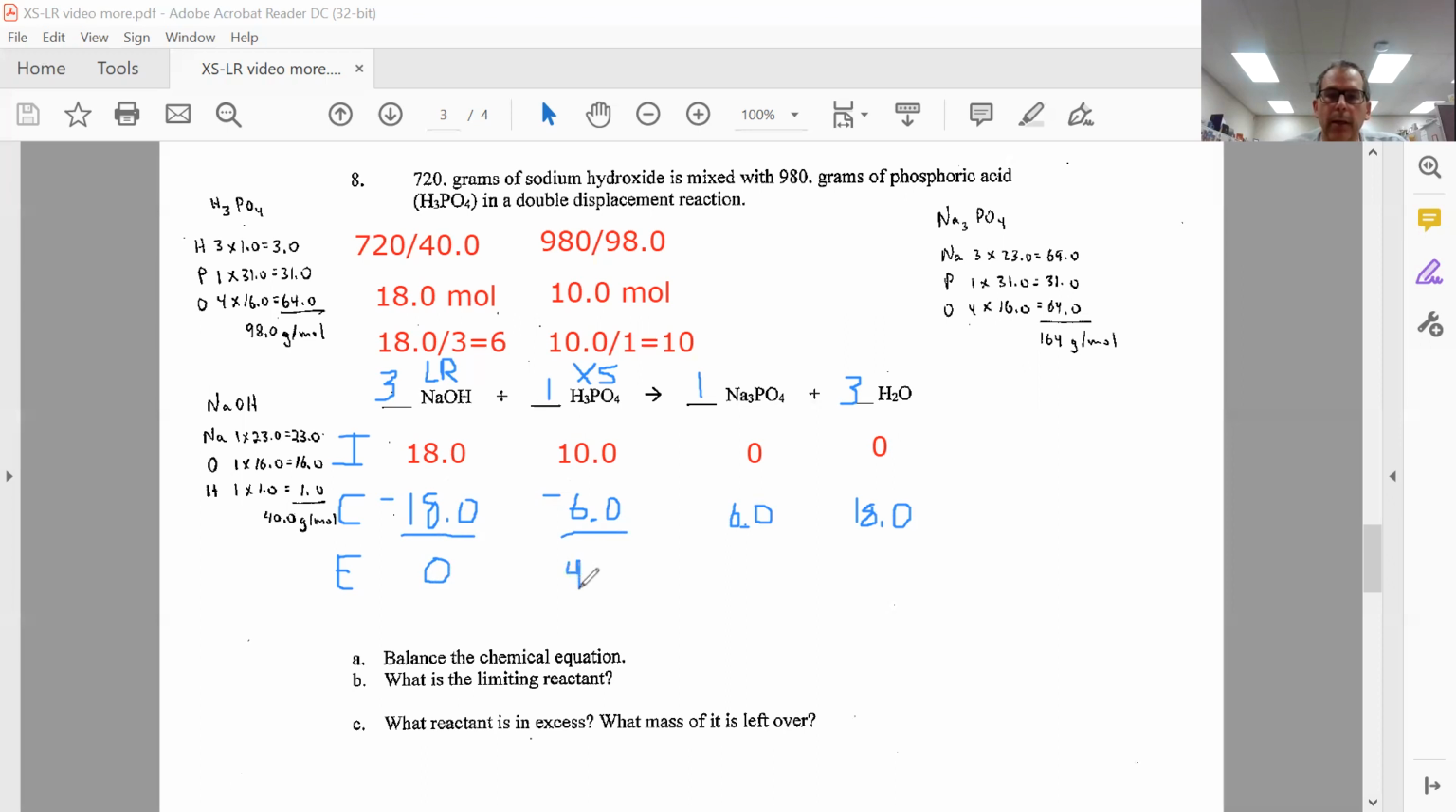Okay. The H3PO4 achieved the 4.0 moles excess right here. And this is going to be 6.0 right here. I don't know if it's necessary to repeat that, but I will. And this is going to be 18.0 right here. And I'll write that in my sloppy writing here.